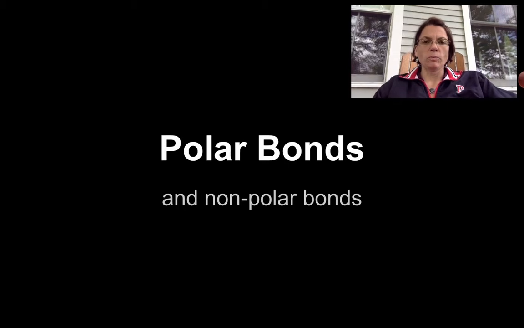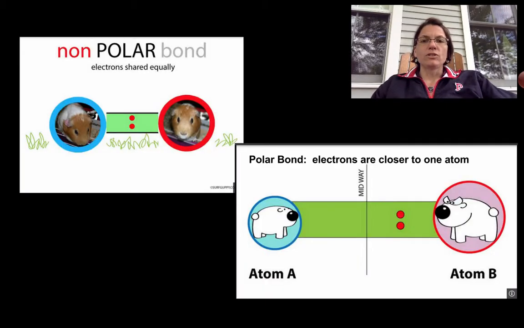This lesson is about polar bonds and nonpolar bonds. So you can think of a covalent bond as a little tug of war. In a sense, we've got a covalent bond: we have electrons shared between two atoms. But if the electrons are shared evenly, like the picture on the left with the two hamsters, we would call that a nonpolar bond, because each contributor is pulling with an equal amount of force, so the electrons are evenly shared and essentially right in the middle of the two atoms in the bond.